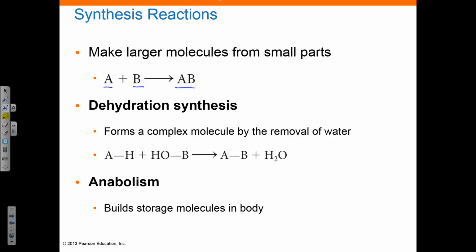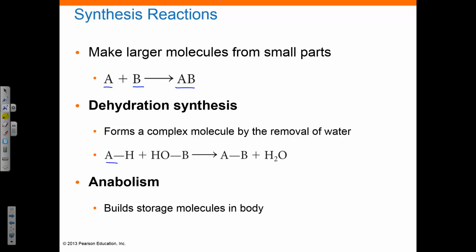Dehydration synthesis is the opposite reaction of a hydrolysis reaction. In a dehydration synthesis reaction, a complex molecule forms by removing water from two smaller components. Let's take a look. In this case, the components of water, a hydrogen from one molecule and an OH from another, are removed, resulting in the formation of a water molecule and in the formation of a bond between A and B, resulting in a larger molecule.